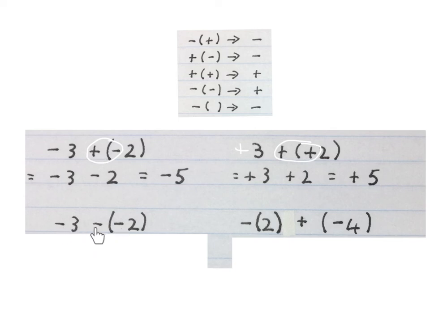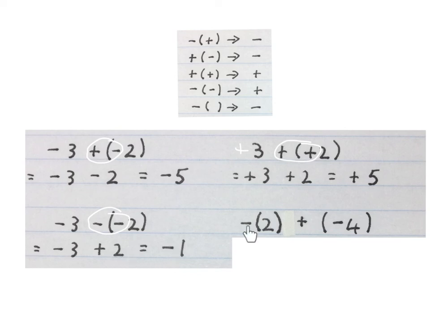We got minus 3 minus minus 2. Because the signs are the same, I replace them with a plus. Now we have minus 3 plus 2. Final answer, minus 1. I owe 3 and I have 2, so I still owe 1.